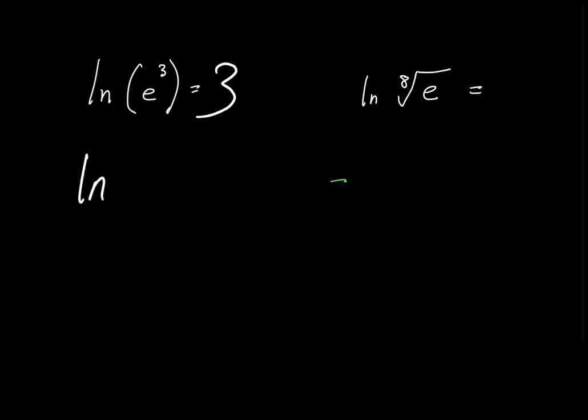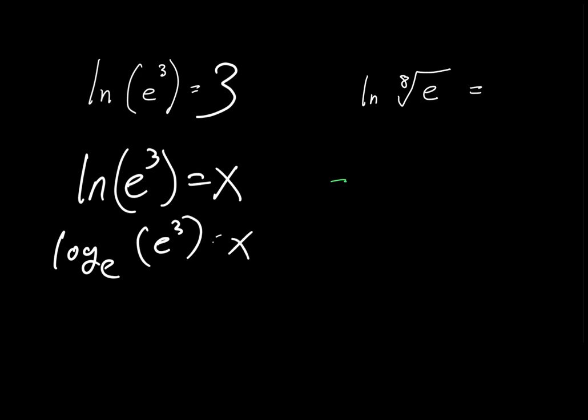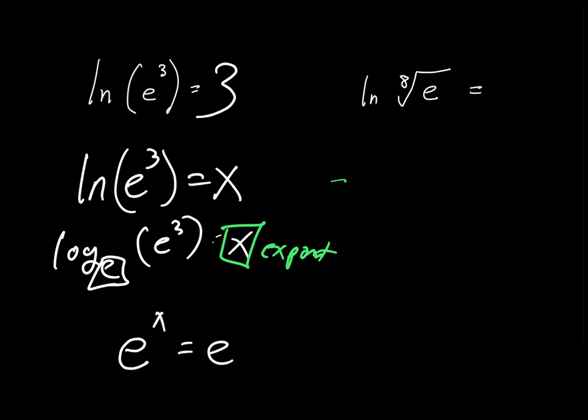Because natural log of e to the third, if I want to find out what that is, natural log is the same thing as log base e of e to the third. Converting logarithms to exponents, this is my base, and what a logarithm equals is the exponent. So it's e to the x equals e to the third. So x must be 3, because e to the third equals e to the third.